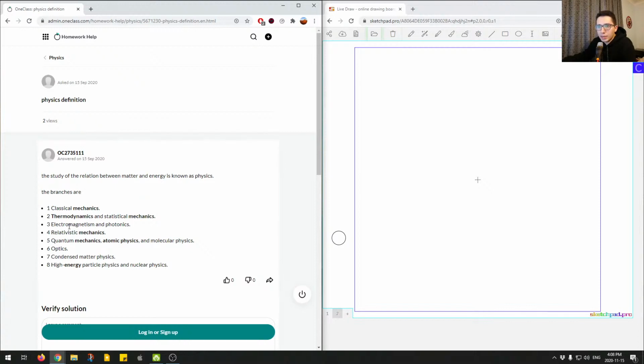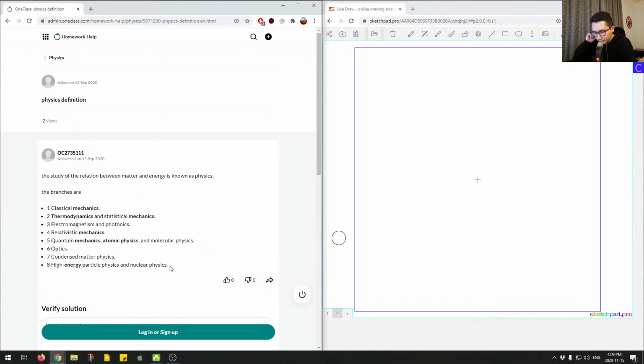And then here are the branches. I'm just gonna run through what these are, and then I think that should be good enough for the answer for this question. So we have the first chapter. This will also depend on which physics textbook you use and how it's sorted, but these are just general topics. Classical mechanics, thermodynamics and statistical mechanics, electromagnetism and photonics, relativistic mechanics, quantum mechanics, atomic physics, molecular physics, optics, condensed matter physics, high energy particle physics, and nuclear physics.